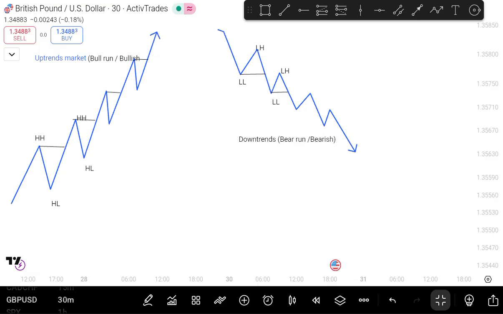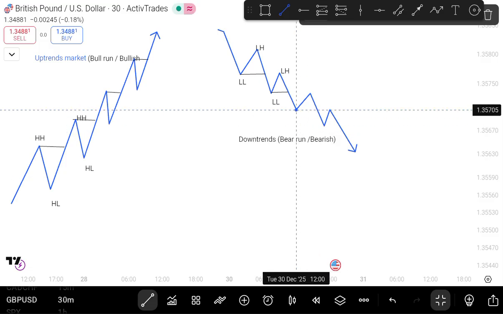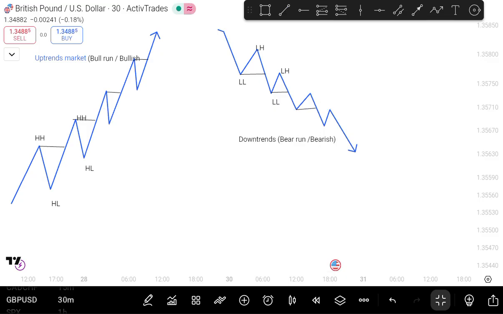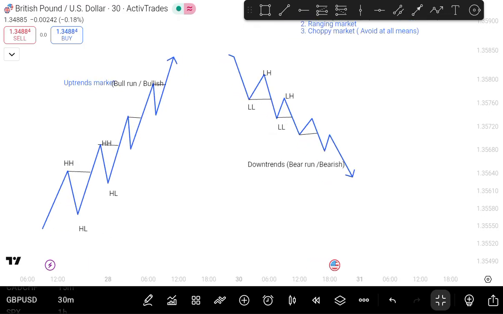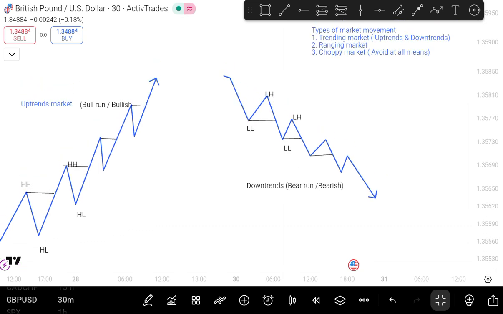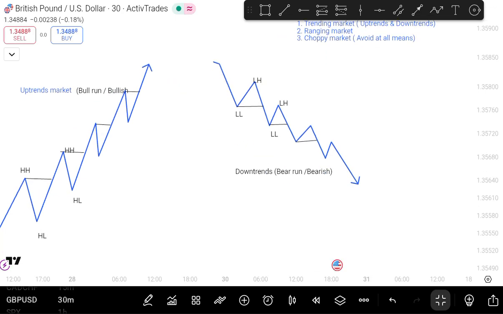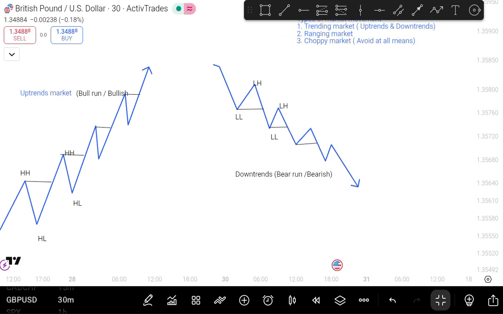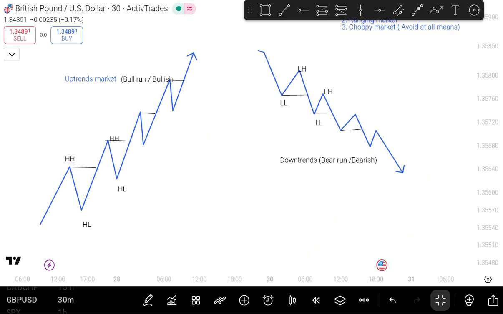You can see it keeps going down. So this is the trending market. It means the market is either moving in a bullish market or bull run, or the market is in a bearish market. Now let's talk about the second type of market movement. This is the first, the trending market, uptrend and downtrend.